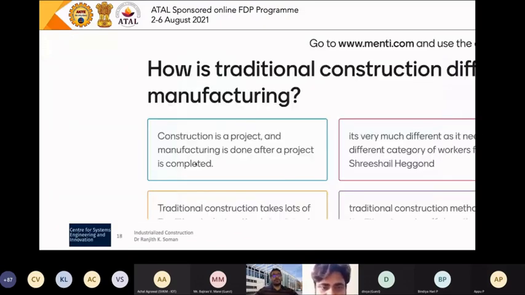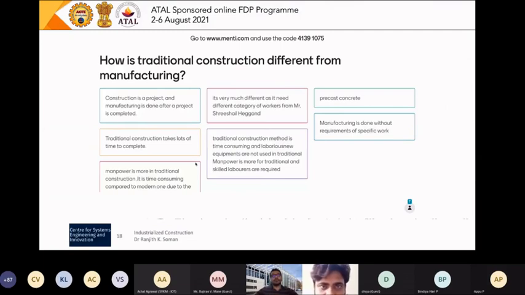So on to the first part of the question, in the Mentimeter: how is traditional construction different from manufacturing? I think almost seven of you have answered using the mobile phone. You can still answer it. I will go through the answers here and might talk about them a little more. So the first: construction is a project, manufacturing is done after the project is completed.